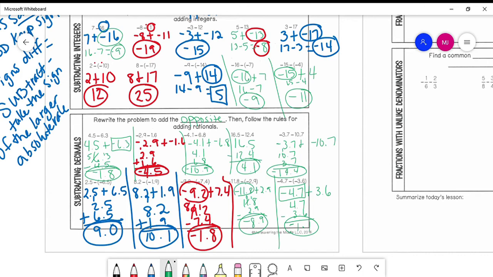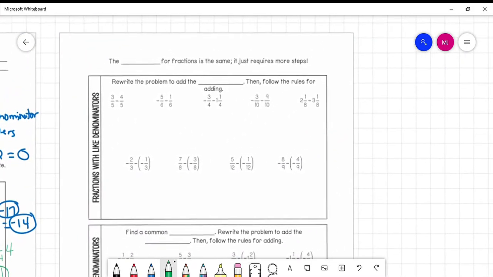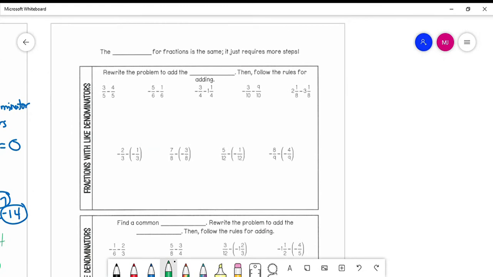Okay, so that takes care of decimals. On to the harder part. We all know we don't like dealing with fractions, but it's part of life. So the process for fractions is the same. It's just going to require more steps. This one has like denominators, so it makes it not so bad.